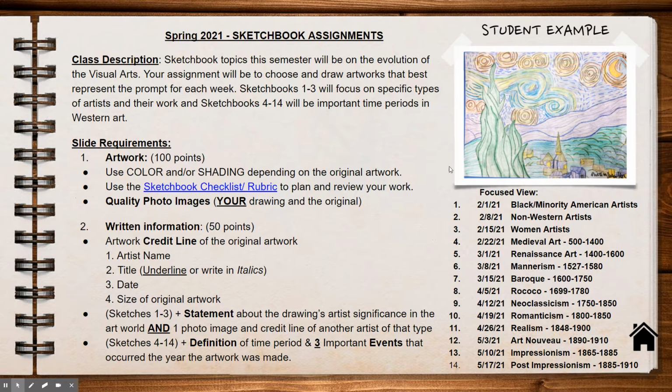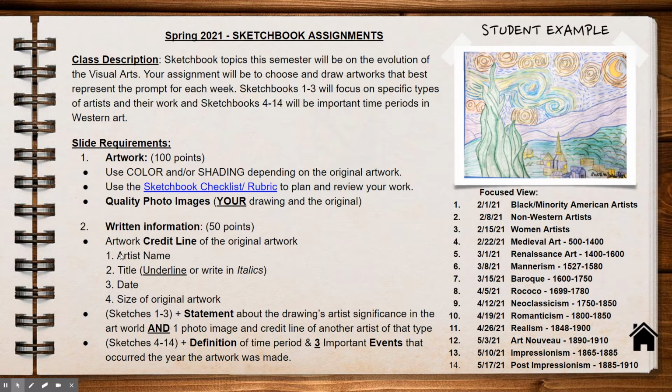You'll need to take a quality photo image of your artwork. So this is a really good example of your artwork. Down here at the bottom, your signature will need to be in the photo. So it will need to be right there. I'll need to be able to see it. It needs to be small. And then you'll also have to find an image of the original work of art to put on that slide.